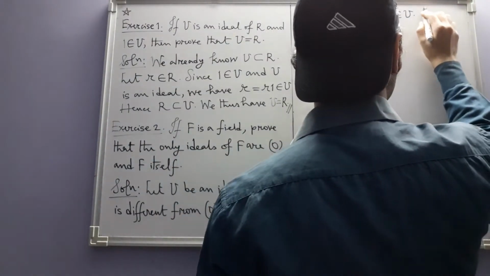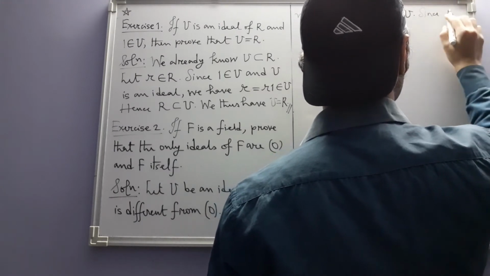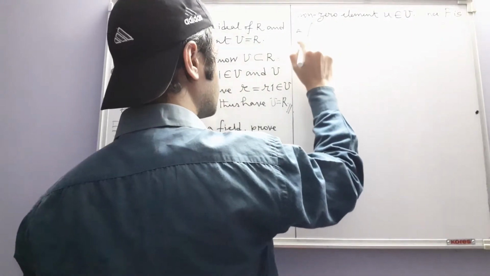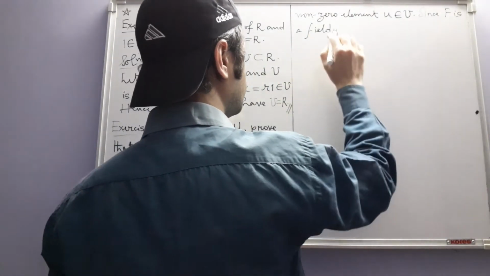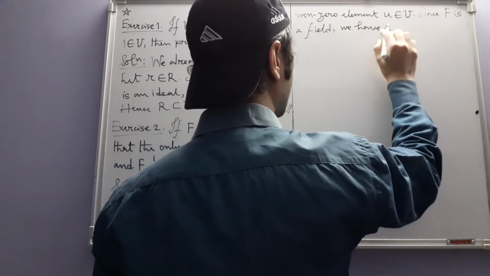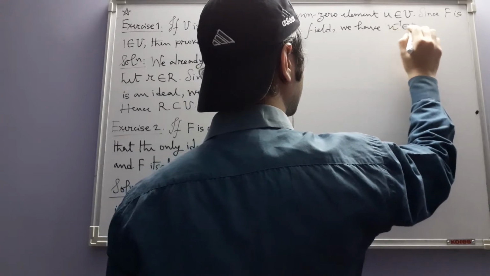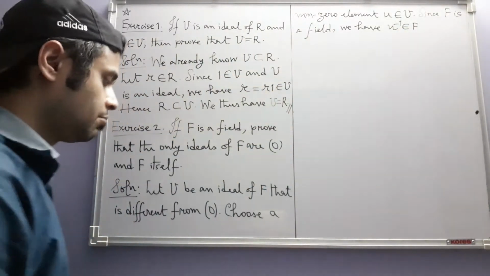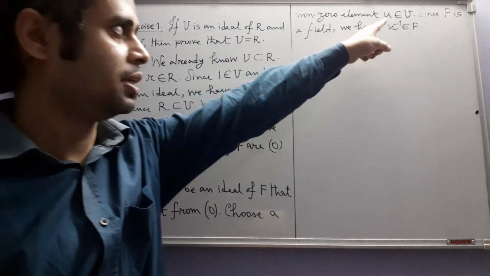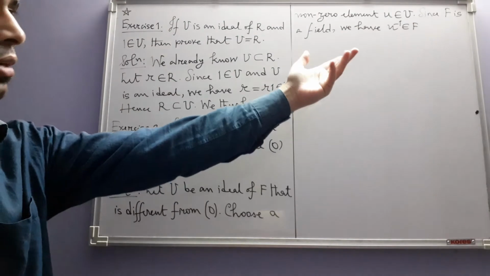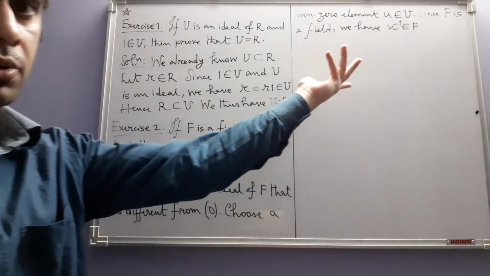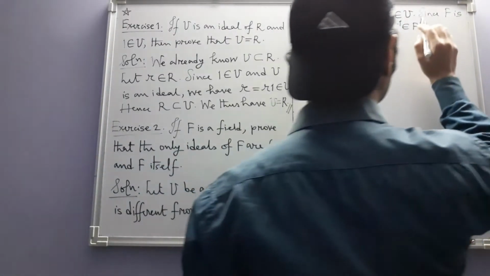Okay. Since F is a field, we have u inverse in F. Because u is a non-zero element, and u, after all, being in U means being in F, capital F. So small u is a non-zero element in a field, so it has an inverse according to the field property.